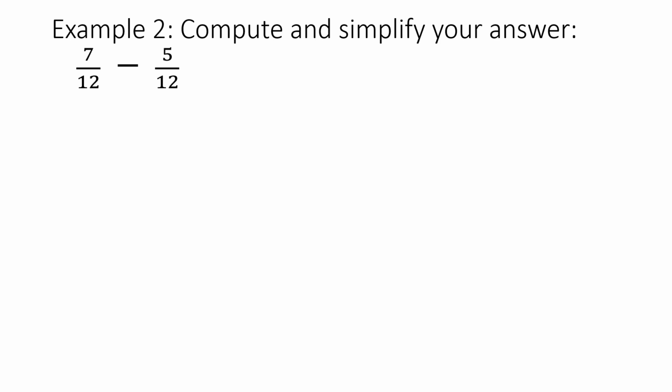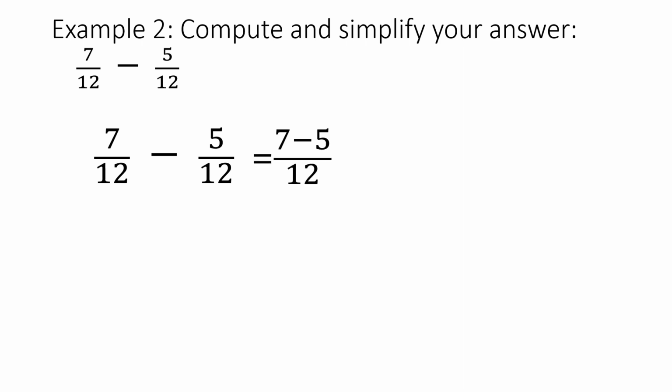Okay, so let's look at example 2. Compute and simplify your answer. This is going to be the same as example 1, except we're going to be subtracting. And so again, we have to have common denominators, which we do. Both of the bottoms are 12. And so all we're going to be doing is subtracting the top numbers. So we're going to do 7 minus 5, and 12 stays the denominator at the bottom. So 7 minus 5 is equal to 2 over 12.